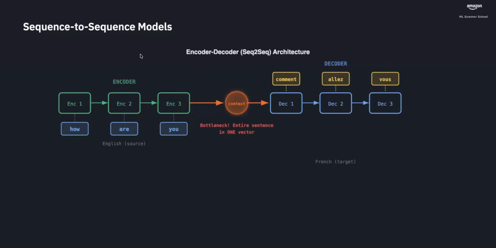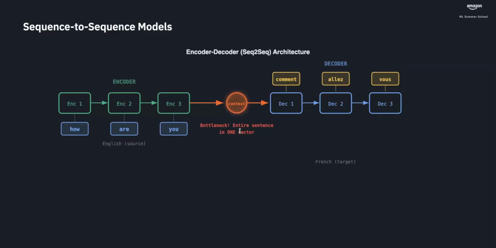Okay, let me explain what just happened. You saw two groups of cells, one on the left, the green cells, that is the encoder. On the right, the blue cells, that is the decoder, and in the middle, that pulsating orange circle, that is the context vector. Let me explain why we need all three of them.